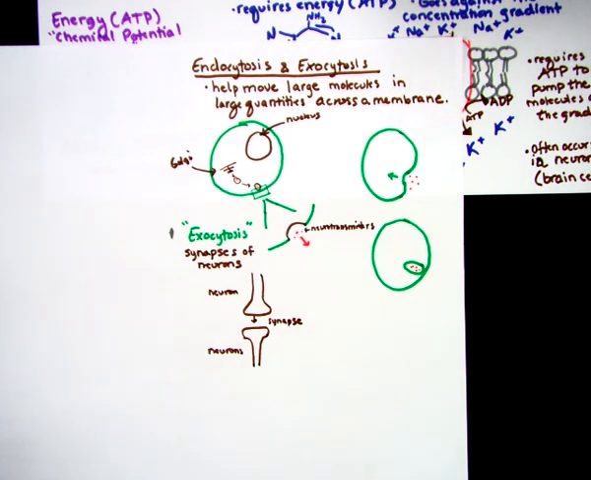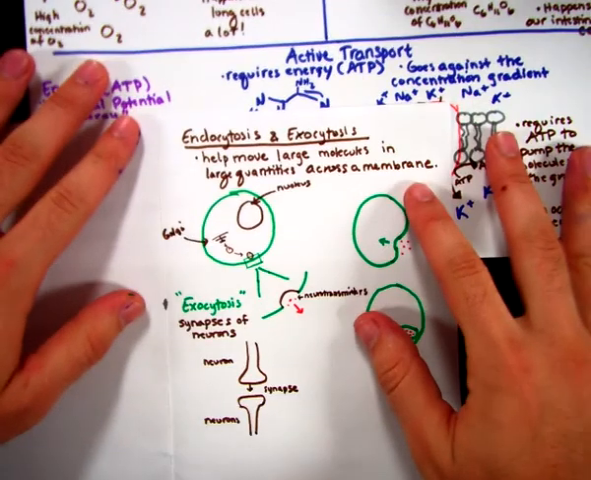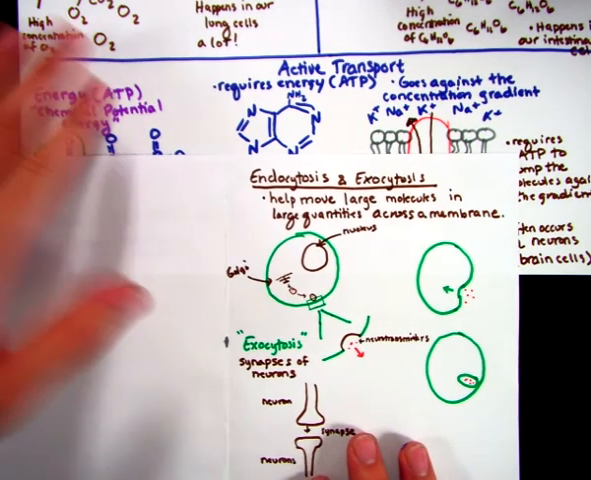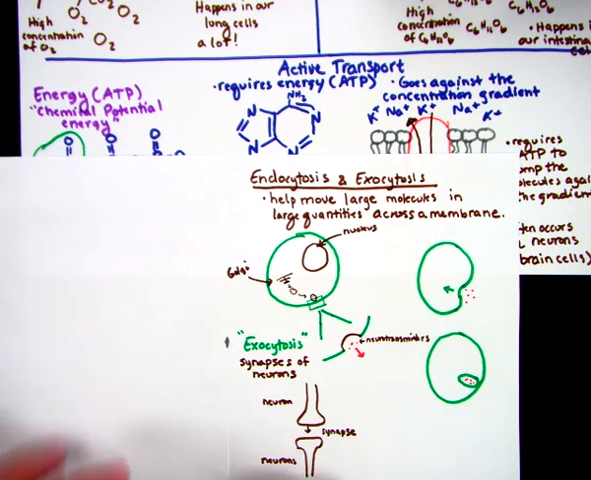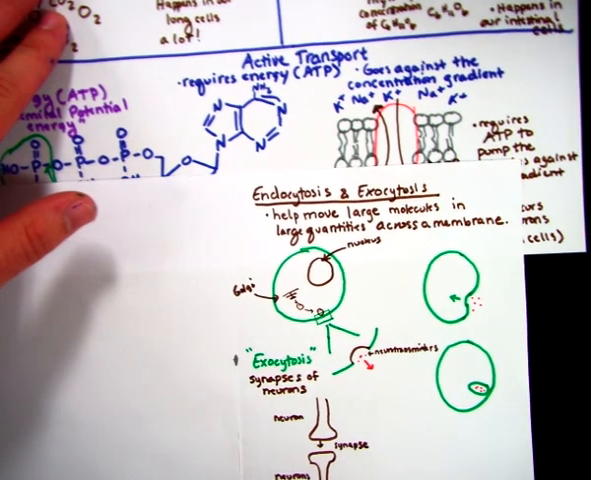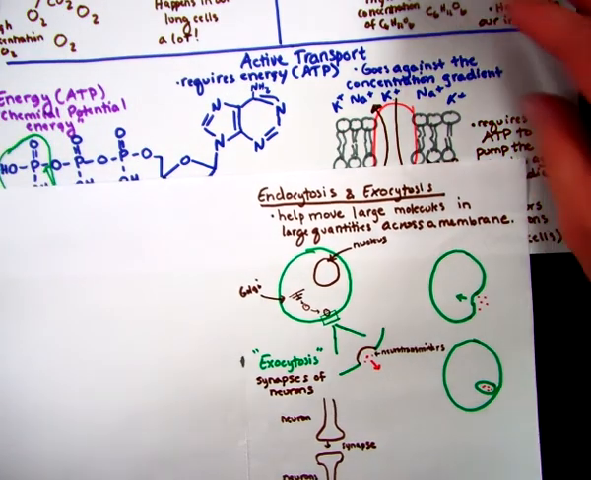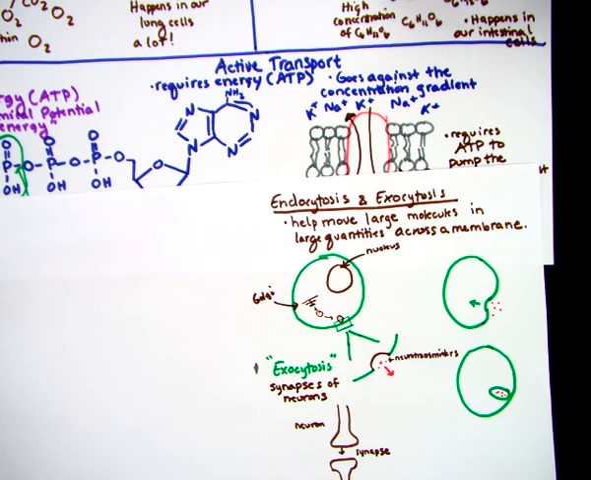So endo and exocytosis, they're technically forms of active transport, but all you need to know is that they allow large quantities or large molecules to move across. All right. I'm going to stop talking. What I'd like you to do, go ahead and take a 2-minute stretch break. We'll come back to the last part after the break.